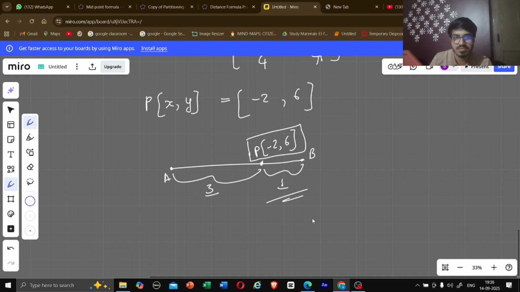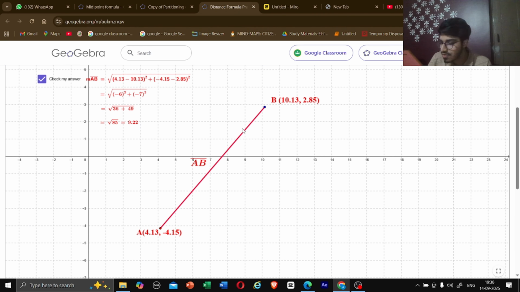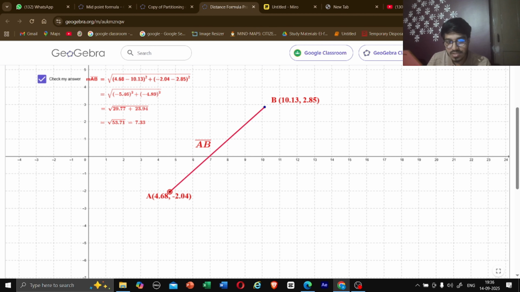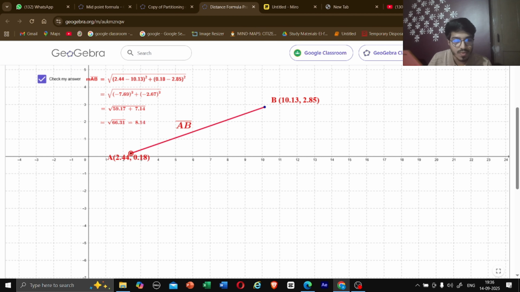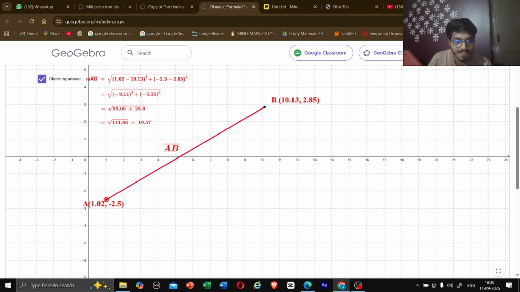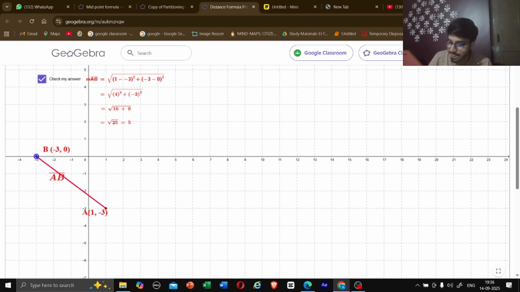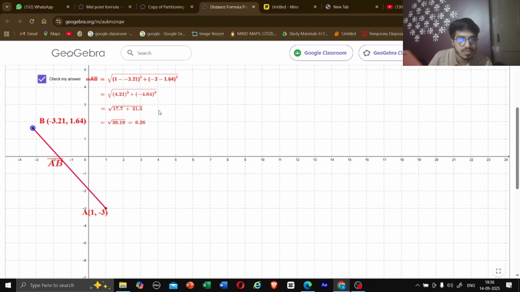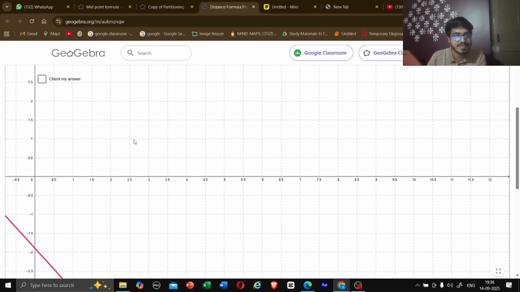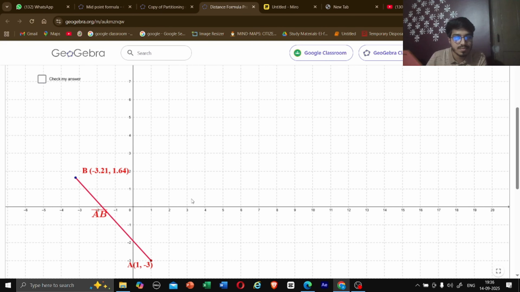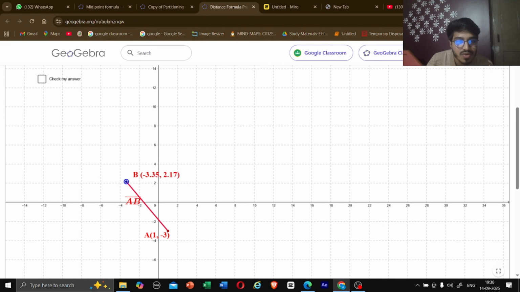So we'll see this in GeoGebra. What we took: coordinates of A is 1, -3, and coordinates of B is -3, 9. So 9 comes up. You just zoom out a little bit. -3, 9.